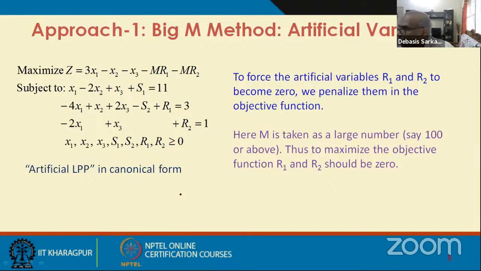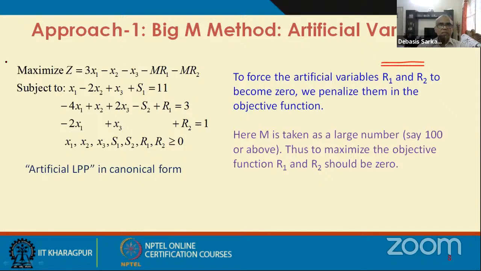So let us start with the big M method. We'll review this big M method again towards the end. As I told you, these artificial variables R1 and R2 must be forced to 0 because they are not part of the original problem.